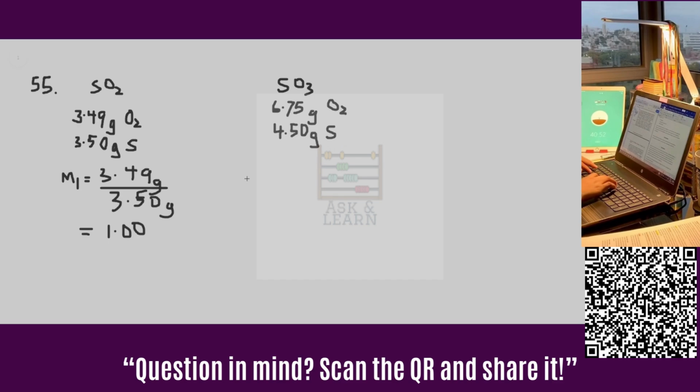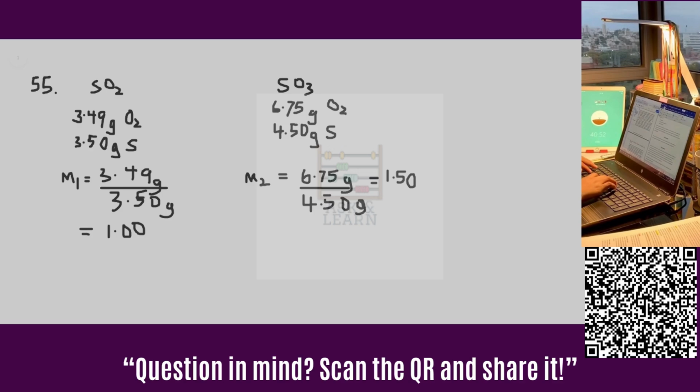For the second sample, the mass ratio denoted as M2, that's going to be 6.75 grams divided by 4.50 grams. And that, when solved, yields 1.50.